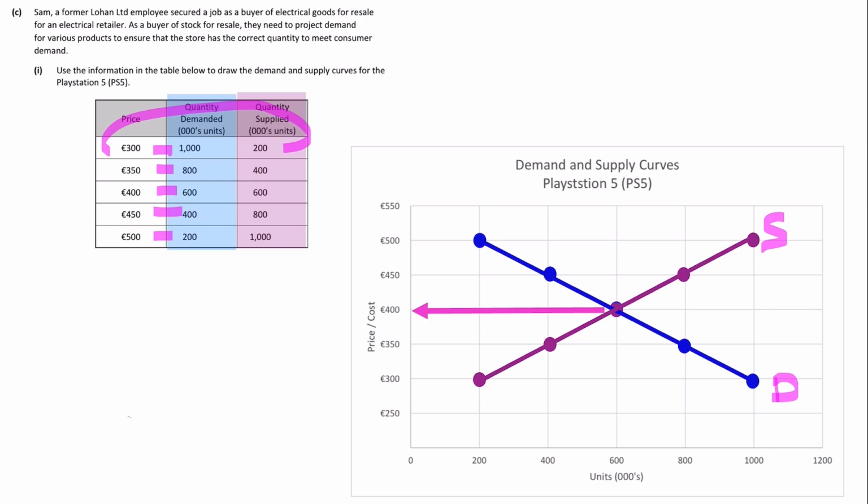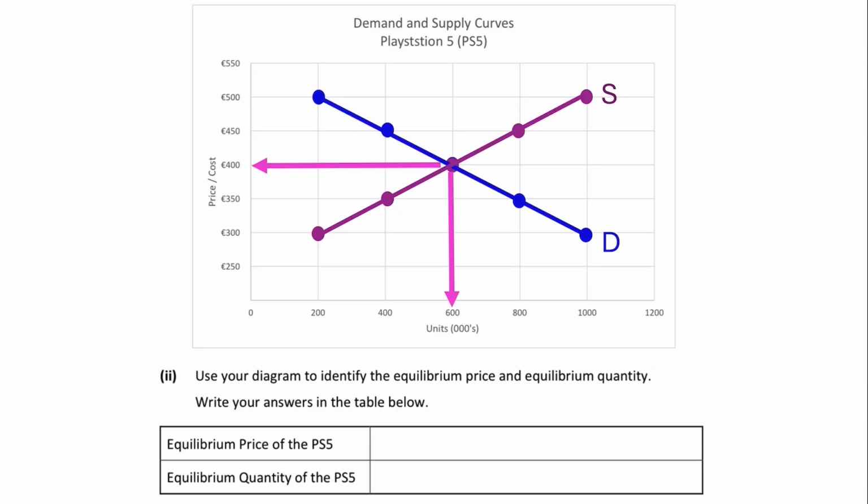So you can see where the equilibrium lies. So we're more than likely going to be asked that. So equilibrium is where the supply and demand meet. Okay. So let's take a look at the questions that accompany that.